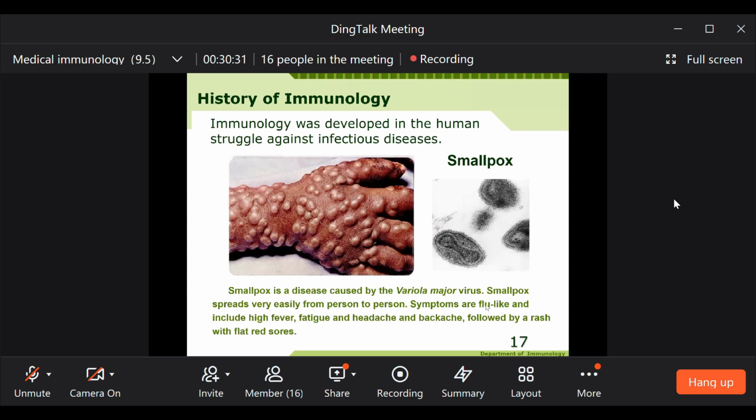So the picture on the left shows the surface of the skin. We can see the skin was full of blisters filled with liquid, which contains the virus and is highly contagious. The right picture presents the shape of the smallpox virus under the electron microscope.